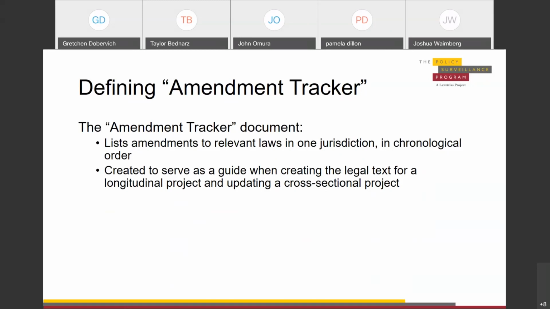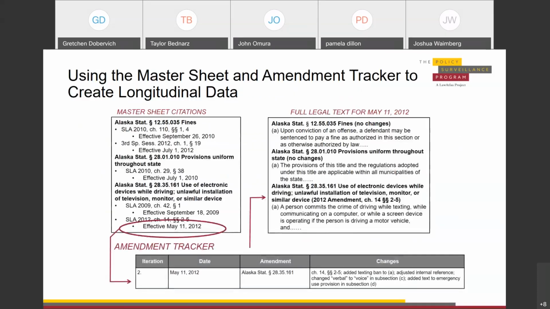So again, just as a reminder, the amendment tracker serves as a guide when creating a legal text for a longitudinal project and updating a cross-sectional project. So this is an example of how the master sheet and the amendment tracker are used together to create longitudinal data. Here is a similar example to what we discussed before, the Alaska distracted driving data set. But here, this is a longitudinal project.